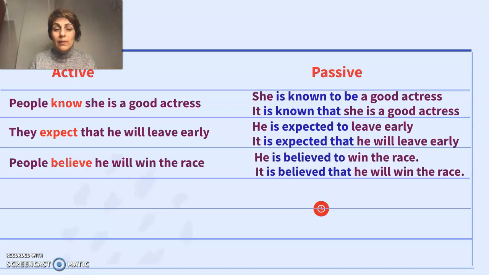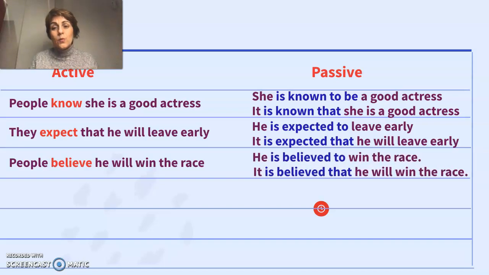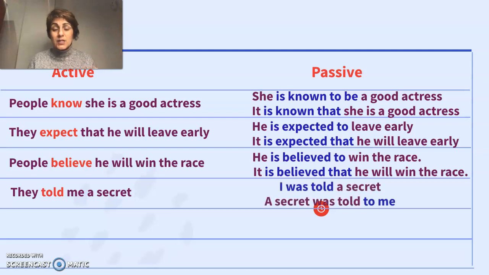People believe he will win the race. He's believed to win the race, or it is believed that he will win the race. It's not that difficult, I promise. It's a matter of practice. Now, here comes ones with double object. They told me a secret. So, a secret was told to me, or I was told a secret. Remember this last one, the most popular one.